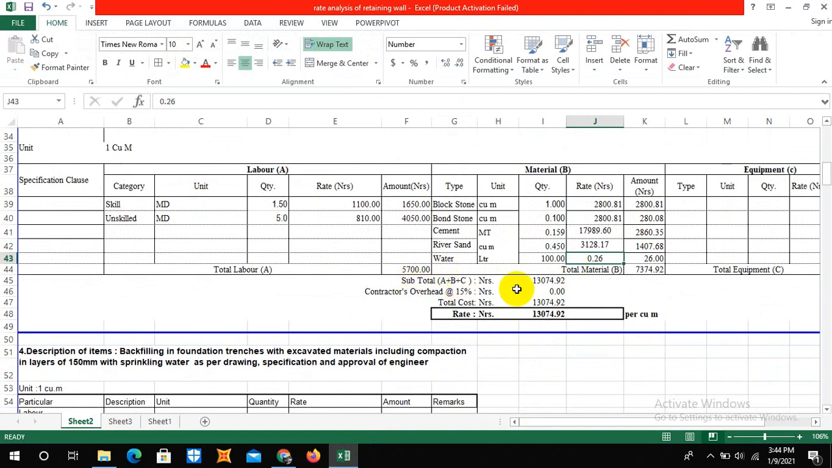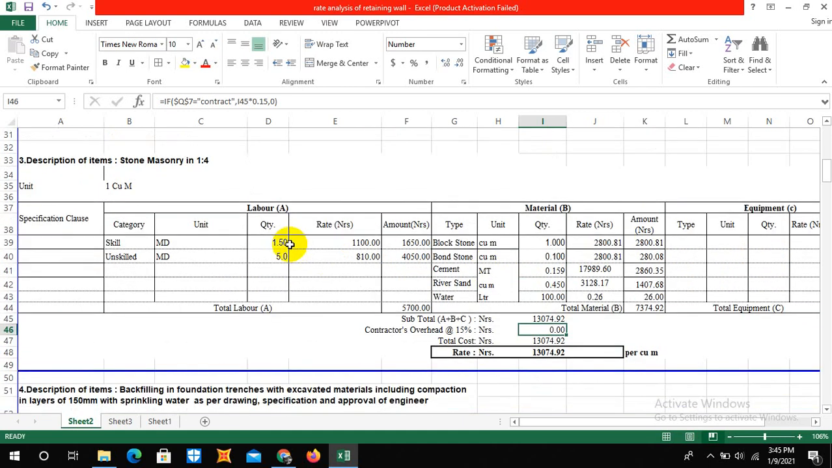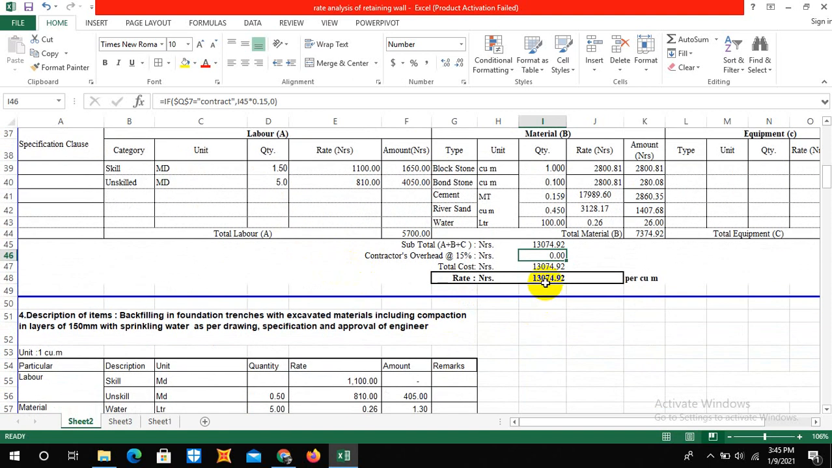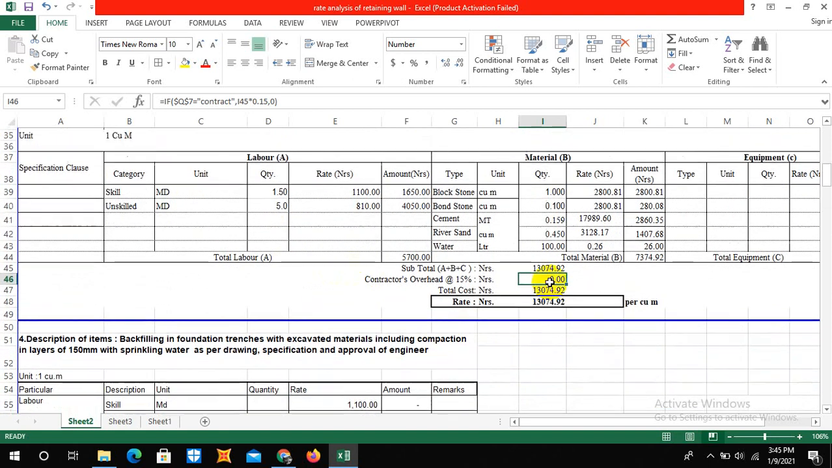After that, subtotal of A, B and C, we can see it's the subtotal of the total quantity of labor, total quantity of material, and then no equipment is required, so C is 0 in our case. If you want to add contractor overhead, then you can add 15% of this amount, and the total cost will be contractor overhead plus total. In our case, our stone masonry work has the total rate of 13,074.92.